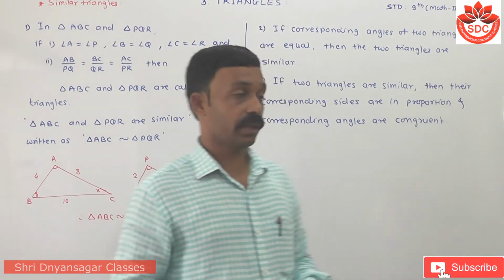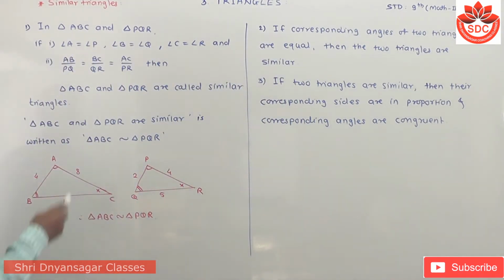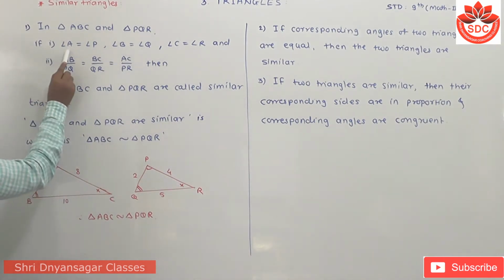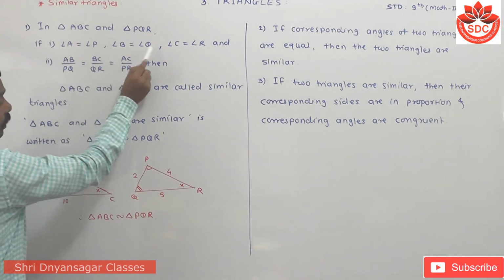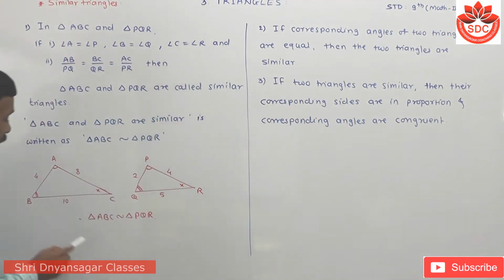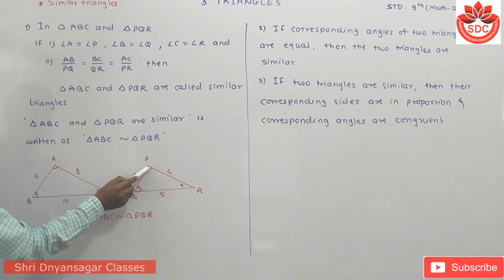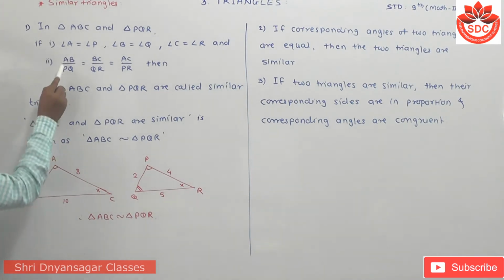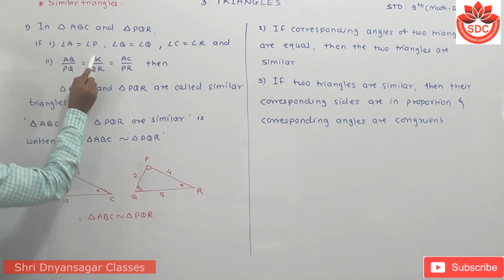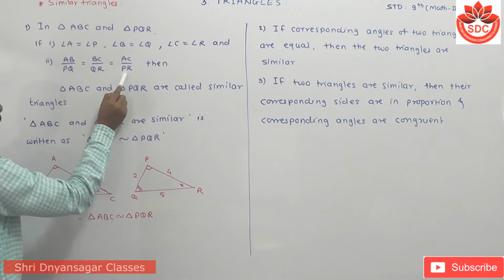Now I repeat here, look carefully. In triangle ABC and triangle PQR, if angle A is equal to angle P, B is equal to angle Q, C is equal to angle R. Look at this figure, angle A equals P, B equals Q, angle C equals R. And sides are in proportion, meaning AB upon PQ, BC upon QR, AC upon PR.